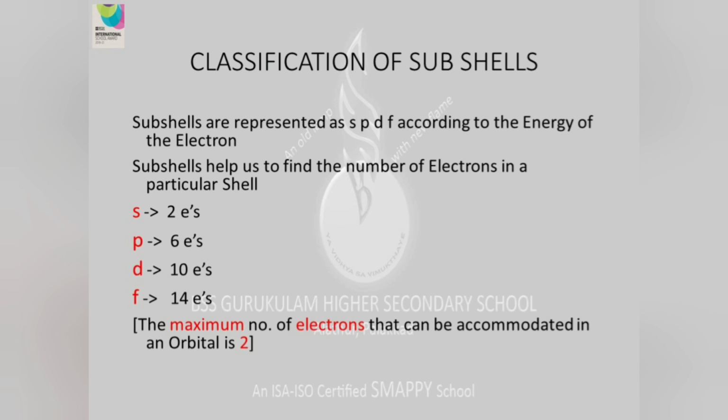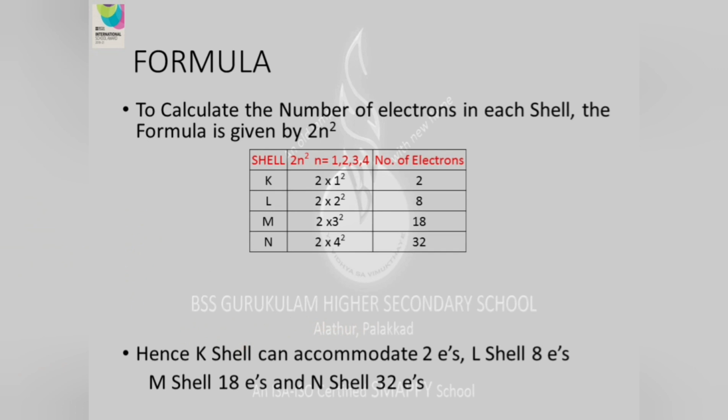with 14 electrons. The formula to calculate the number of electrons in each shell is given by 2n squared, where n is the energy level corresponding to 1, 2, 3, 4. So for each shell K, L, M, N, we can calculate the number of electrons. For the K shell, 2 into 1 squared, that is 2.